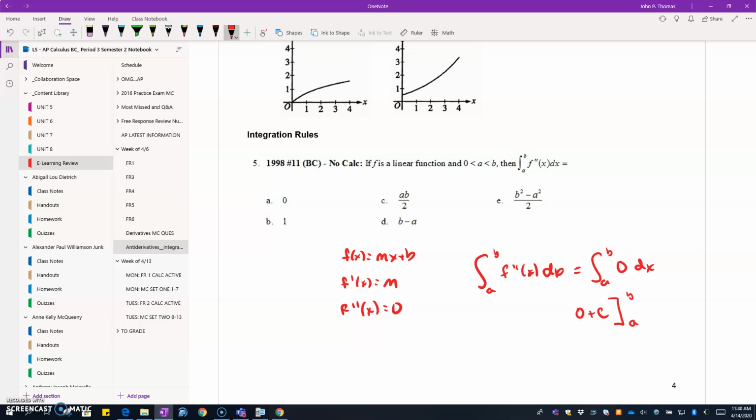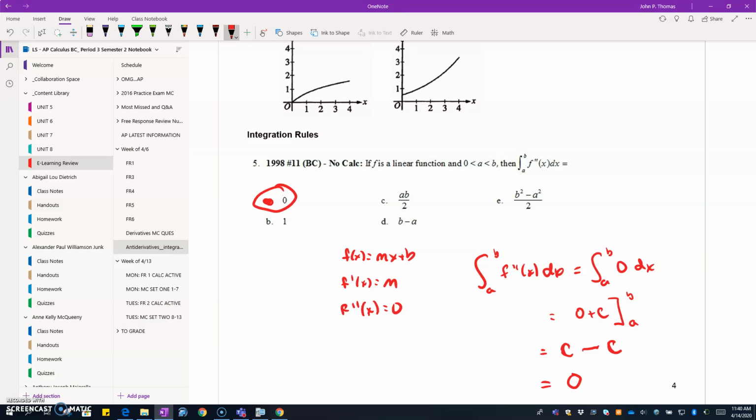Alright, so if I plug in b, I take constant, because there's no x in that, so I'm not plugging the b in anywhere, minus, then I plug in the a, that's constant again. Alright, if I take constant minus constant, that's going to be 0. So the correct answer on this one was A.